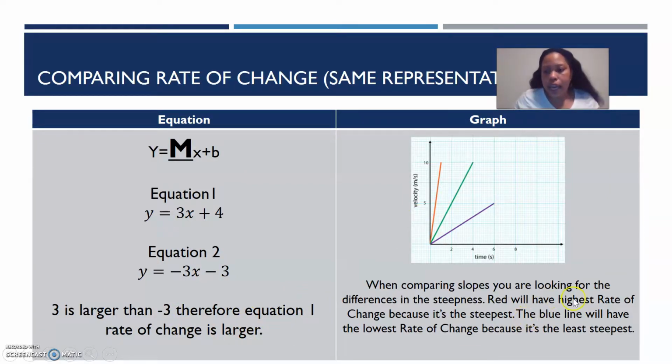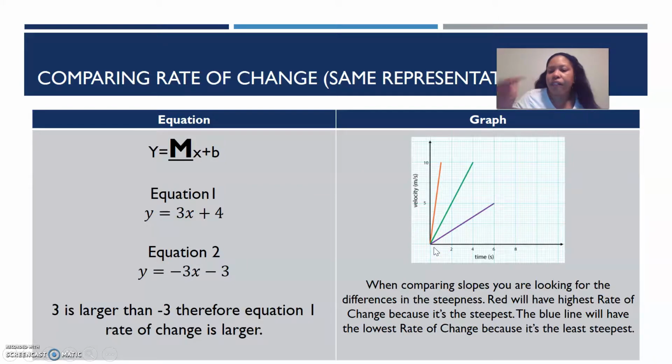Now let's look and see if I'm looking at graphs. I have a graph here with a red line, a green line, and a blue line, though it looks kind of purple now. When comparing the slopes, I'm looking for the one that is the steepest. So look at it as if you're climbing a mountain. Would I want to climb a mountain with the highest steepness or the lowest steepness? I'm usually going to go for the lowest one. The lower one is the easier one.